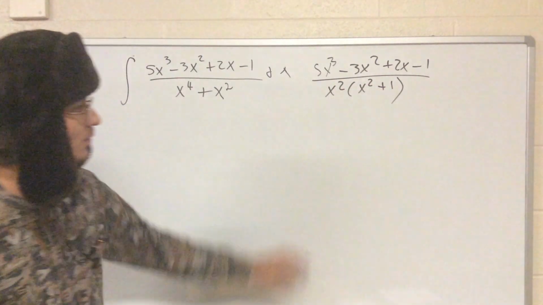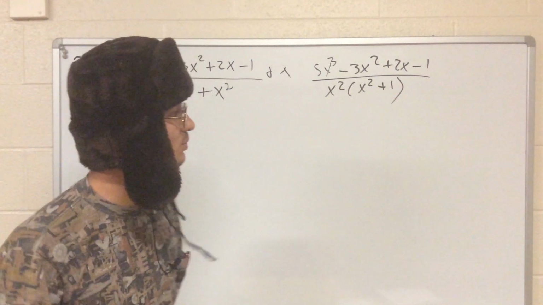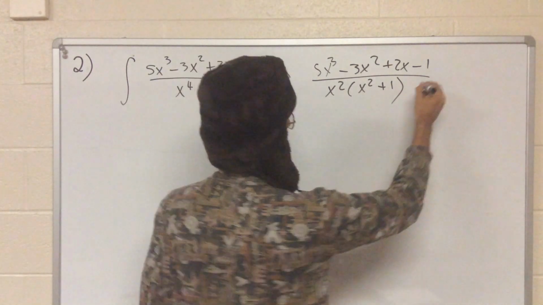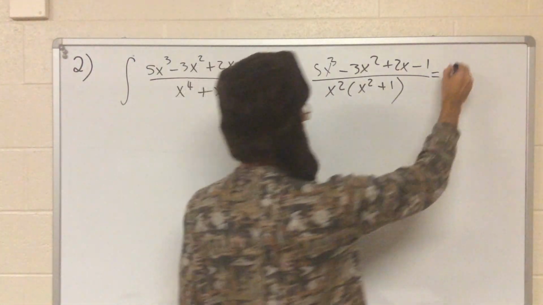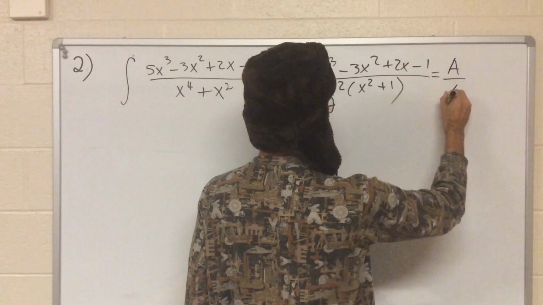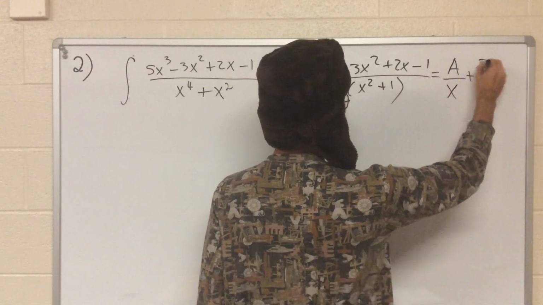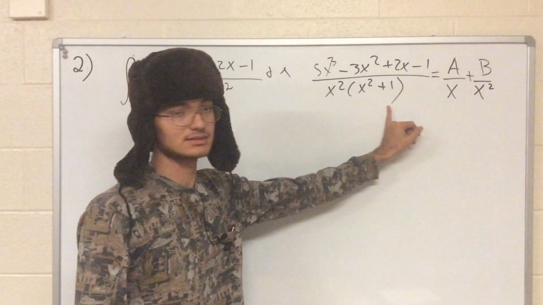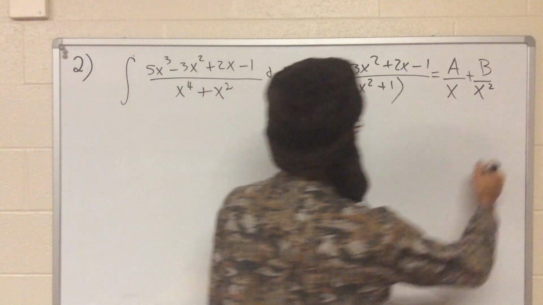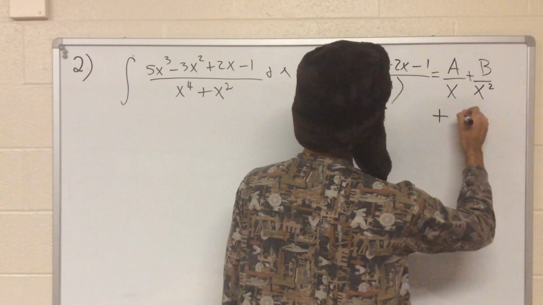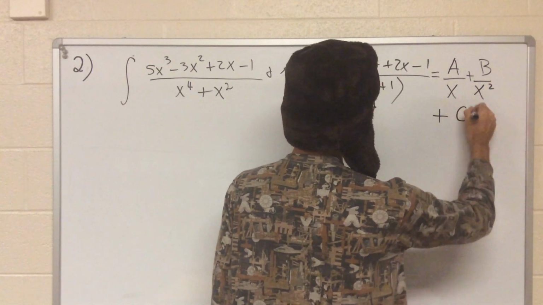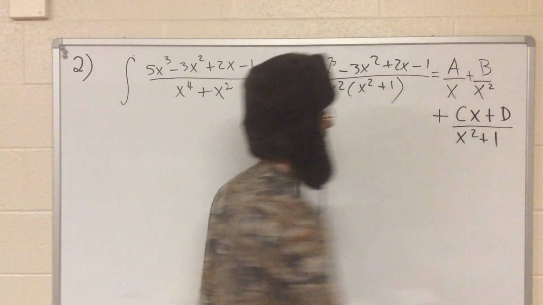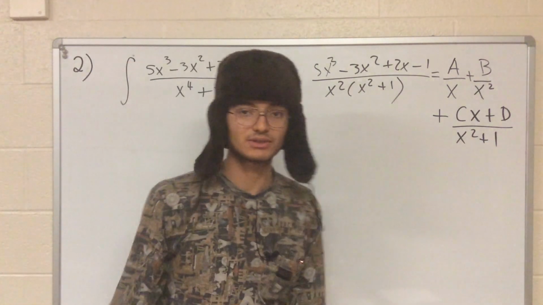Okay, and then what we want to do is split this up into the sum of partial fractions. So we're going to set it equal to some constant a divided by x plus some constant b divided by x squared. And don't forget about your last factor, which is going to be x squared plus 1. So in that case, it will be plus some constant c times x plus some constant d, all of that divided by your squared factor. So that's how partial fraction decomposition works.